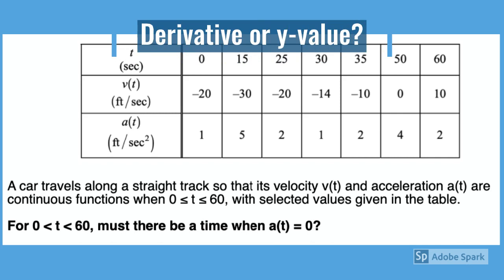Again, the main difference between mean value and intermediate value is that mean value tells you that a derivative exists, and intermediate value tells you that a y value exists. So since this is asking when a of t equals 0, it sounds like this is saying, does this y value exist? So that would be an intermediate value theorem problem.